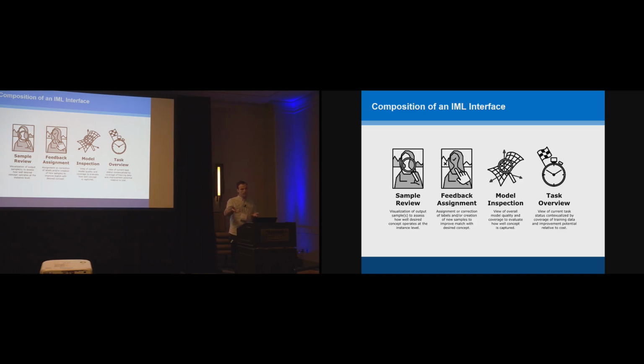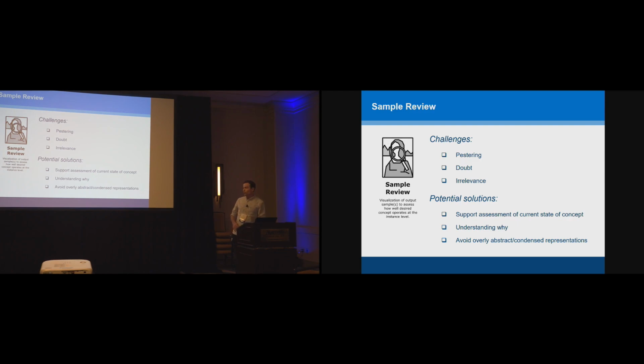So for example, I think, hopefully you agree, in Chisel, the ideas of reviewing the samples and assigning the feedback, those two interfaces are combined into the same representation. So I guess I'm not arguing that this is a blueprint and that these are 4 discrete windows on a page, but rather that thinking about it in this way might help clarify what functionality needs to be provided. So I'm just going to go through each of these in sequence, identifying some of the challenges and some potential solutions suggested by the literature.